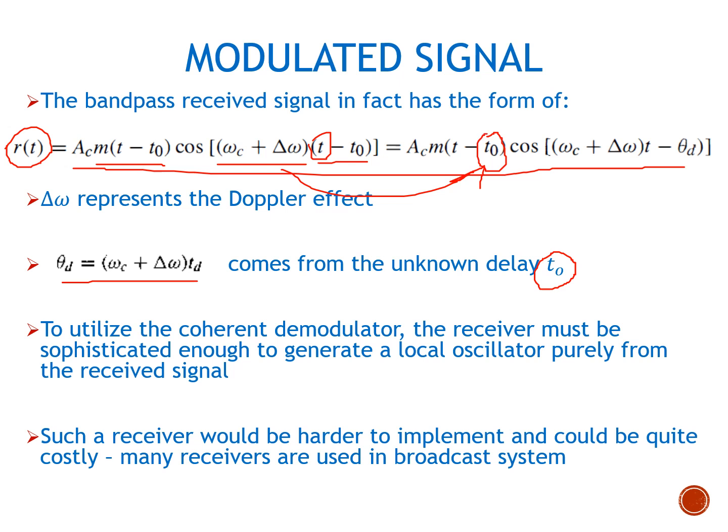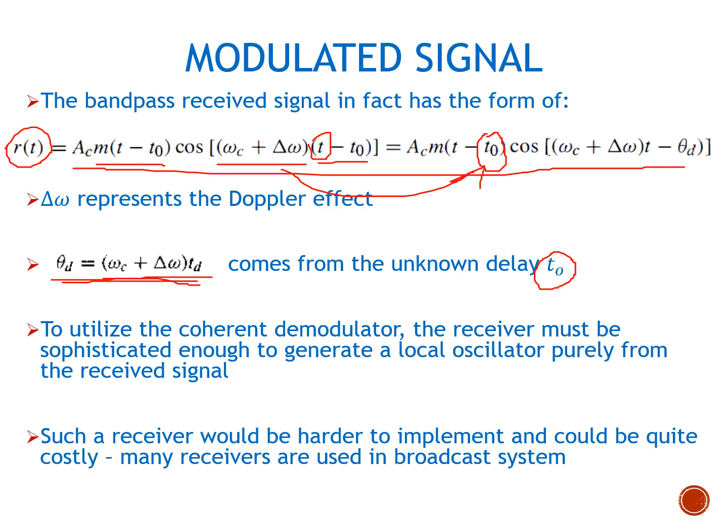We don't know the length of the link, which means the distance between the transmitter and receiver. So for example, in an AM system, we don't know where the transmitter is. So the delay between the transmitter and receiver would be unknown. So there would be a phase shift of amount theta d, which is equal to these terms.